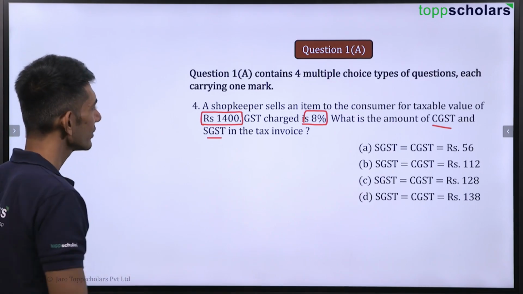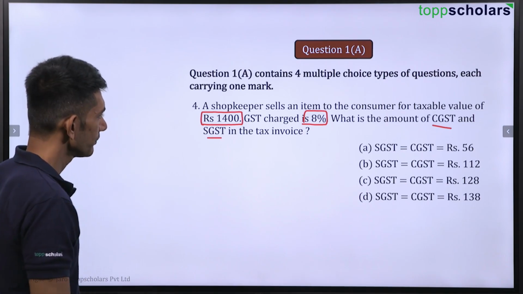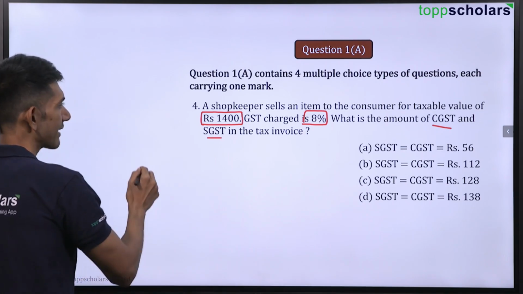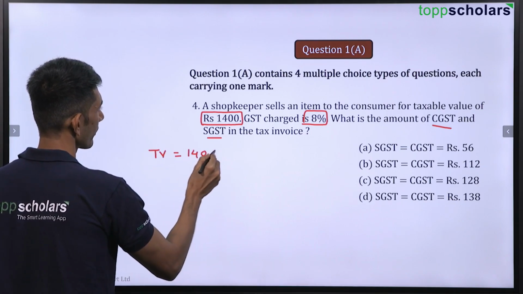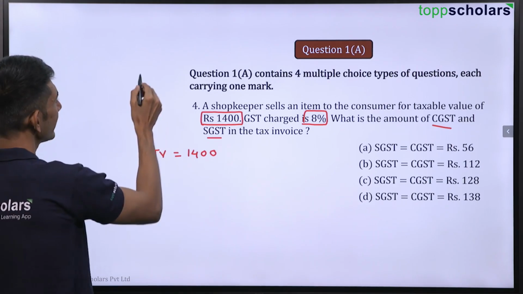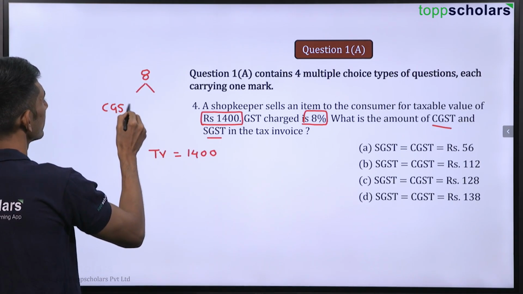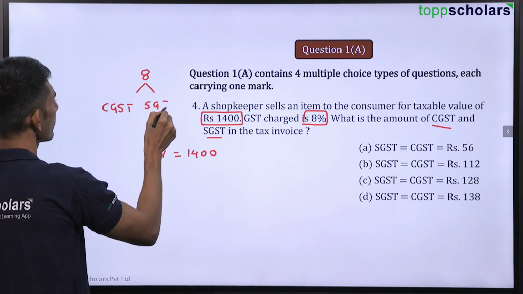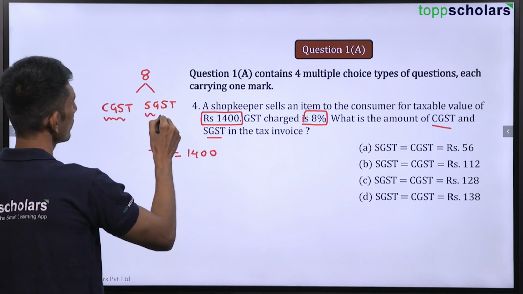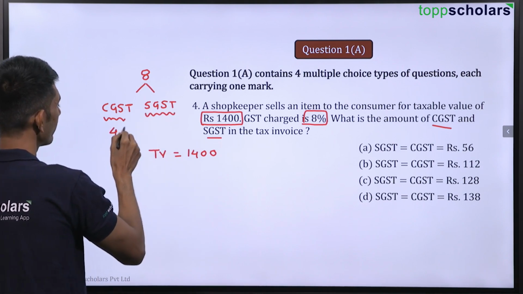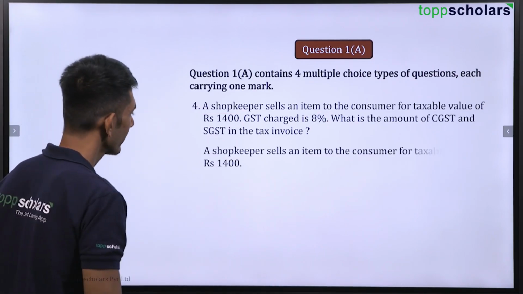Now understand this question very carefully. 1400 rupees is given, correct? So that is your taxable value. Taxable value is 1400 rupees. GST is 8%. Always remember GST is split into CGST and SGST. And I hope you know these terms: central goods and service tax, state goods and service tax. So 4% will go to the central government, 4% will go to the state government, right?